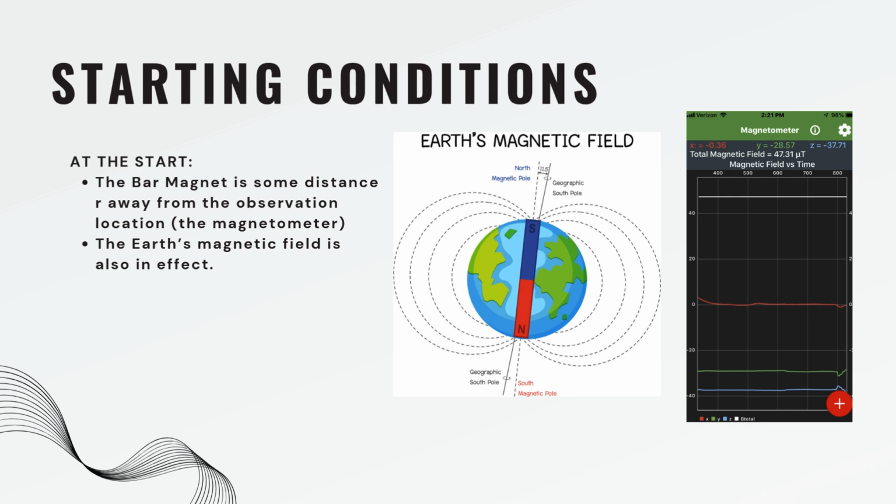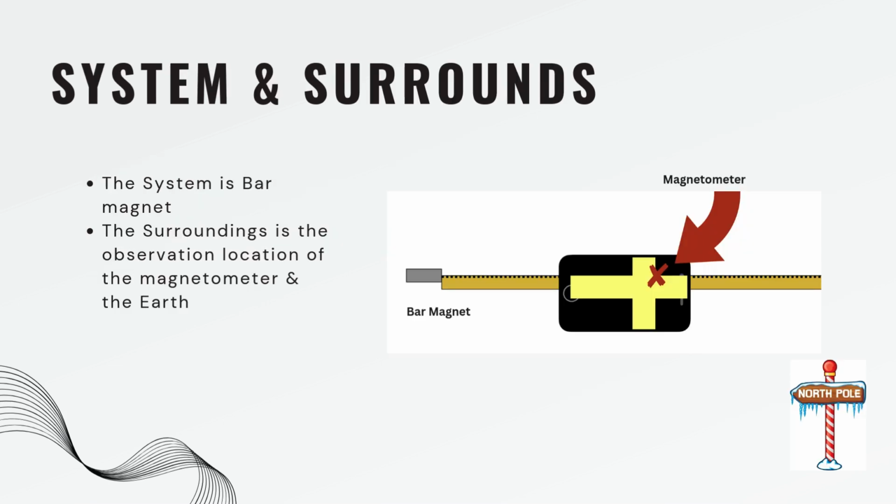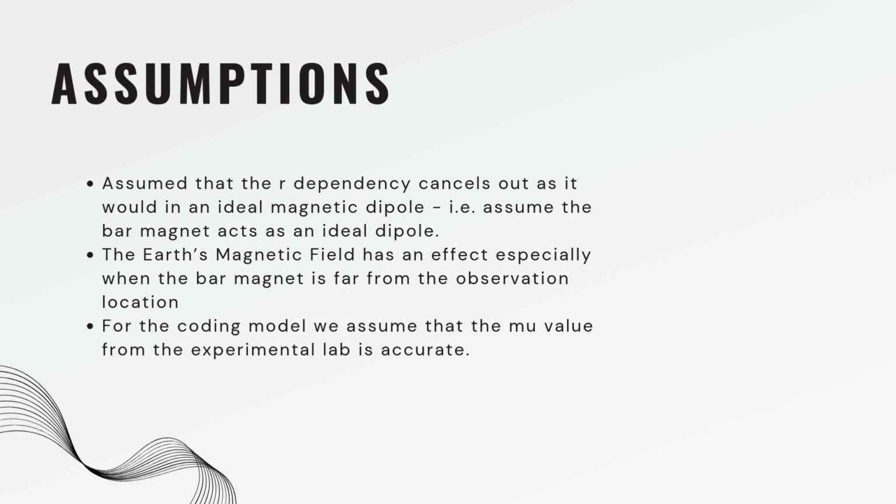At the start of our experiment, the bar magnet is some distance r away from the observation location, and the Earth's magnetic field is in effect. The system is the bar magnet, and its surroundings include the observation location and the Earth. For our assumptions, we assume that the r dependency cancels out when we solve for mu. This is how it would be in an ideal magnetic dipole, as we assume the bar magnet is.